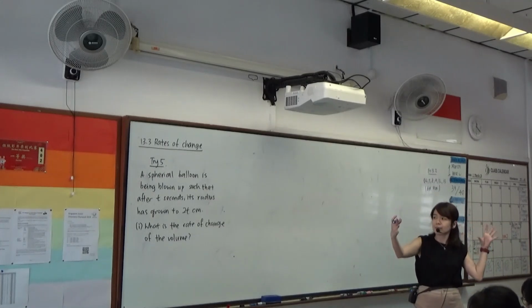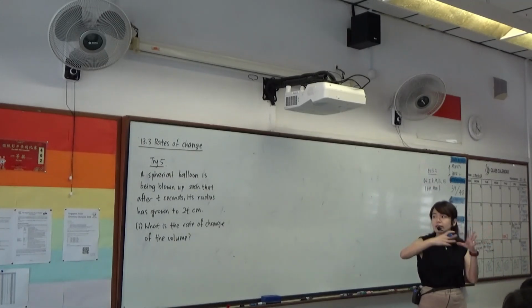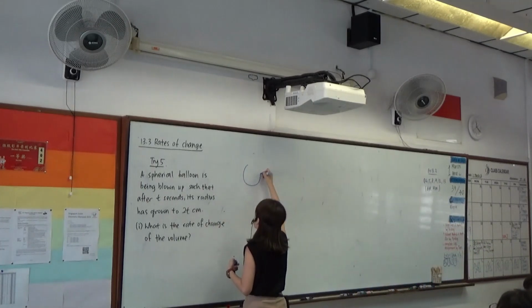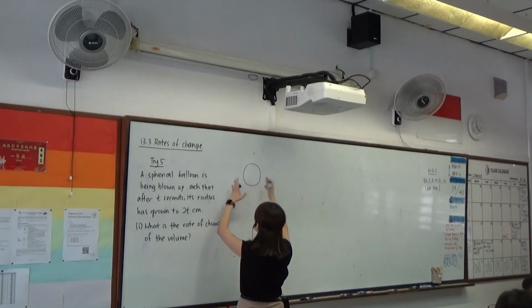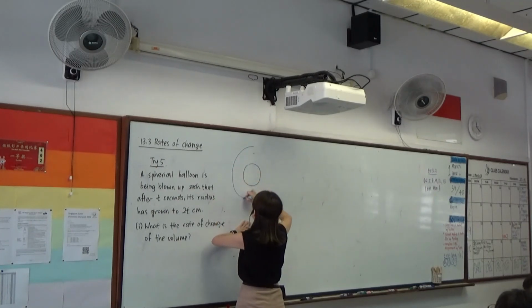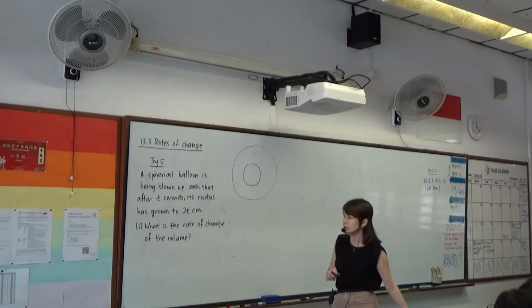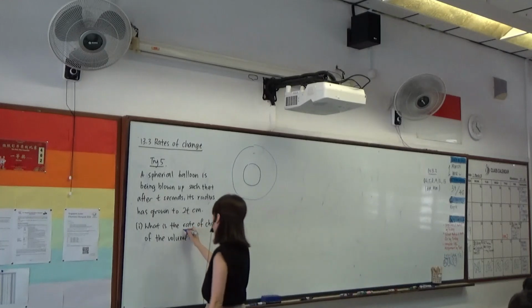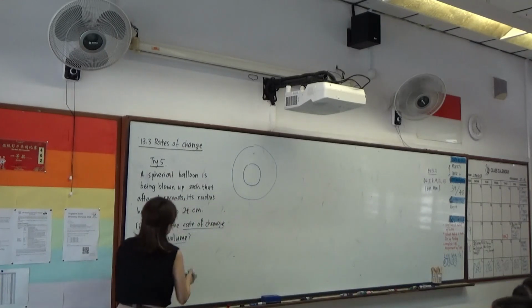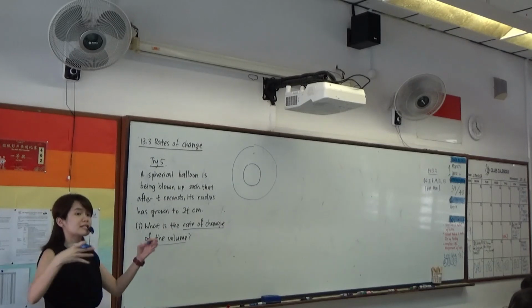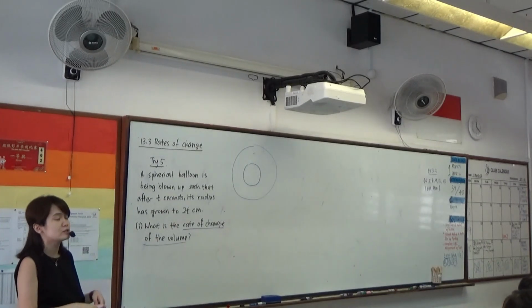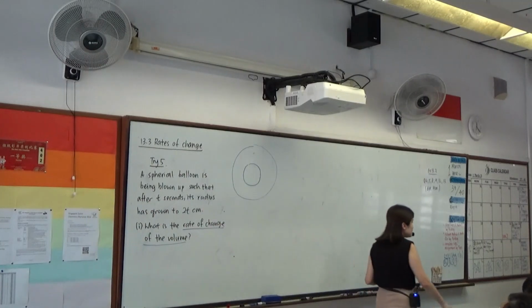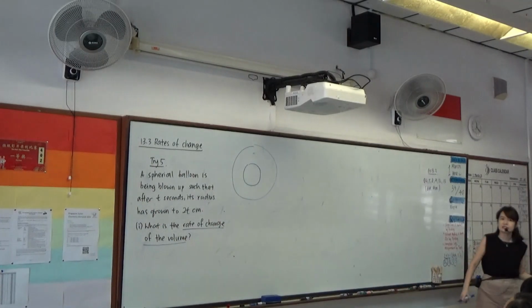A sphere is being blown up such that after t seconds the radius has grown to 2t cm. So we're looking at the sphere. Originally it's of a certain size, t seconds later it grew to a bigger size. The question asks, what is the rate of change of volume? In this case, we are comparing over time, so our rate will have to take reference to time. We're talking about volume as well, so we need to draw reference to volume of a sphere.